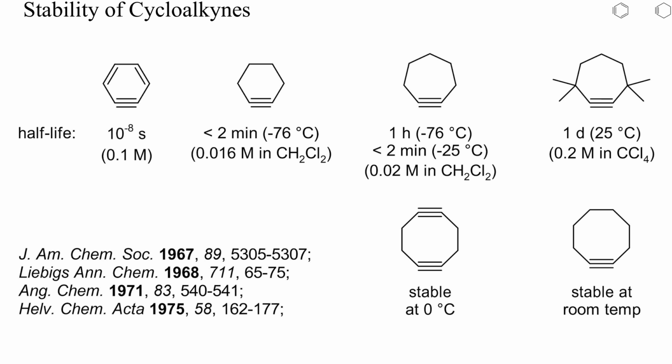Cyclohexyne and larger cycloalkynes are more stable and longer lived than benzyne, as shown here. While the half-life of benzyne in a 0.1 molar solution is estimated to be around 1 nanosecond, that of cyclohexyne is more in the order of seconds. Larger cycloalkynes become even more stable, with cyclooctyne being even stable at room temperature.